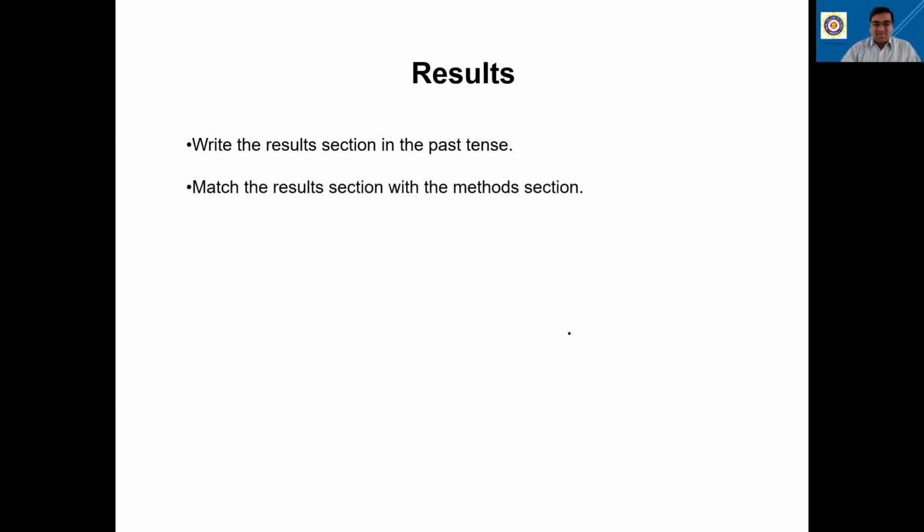Next is the results section. We report the results in past tense. Always remember, the experimental section is reported in past tense, and even the results are reported in past tense. Match the results section with the methods section. Whatever conditions you have mentioned in the experimental section, you should match with the results section, right? This is a common mistake we make while writing the paper.